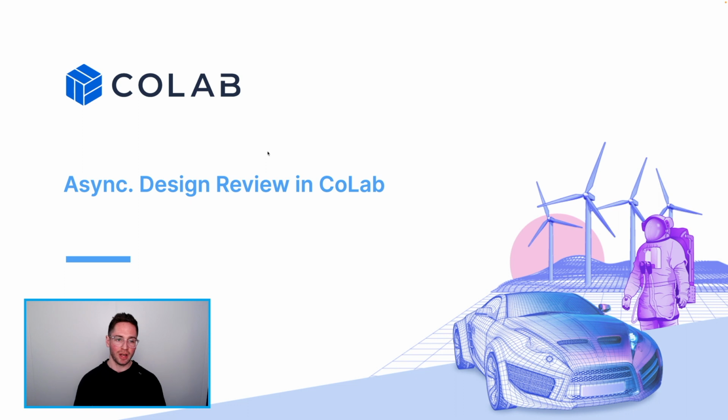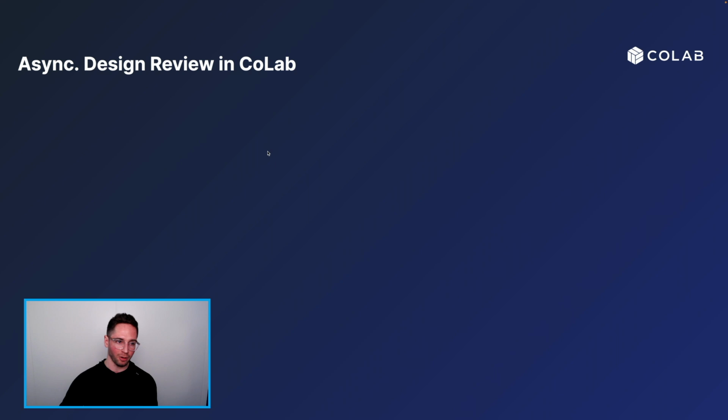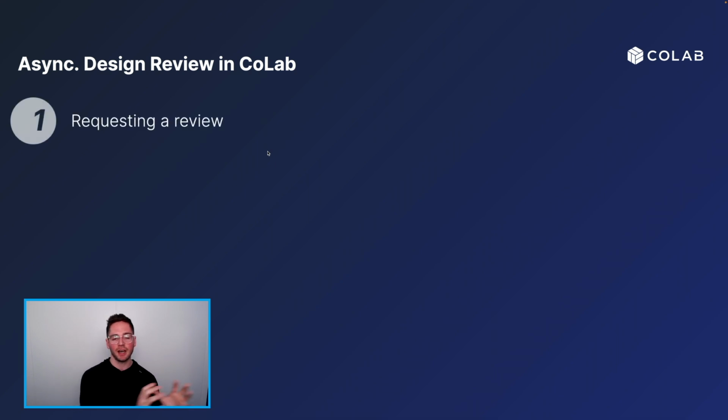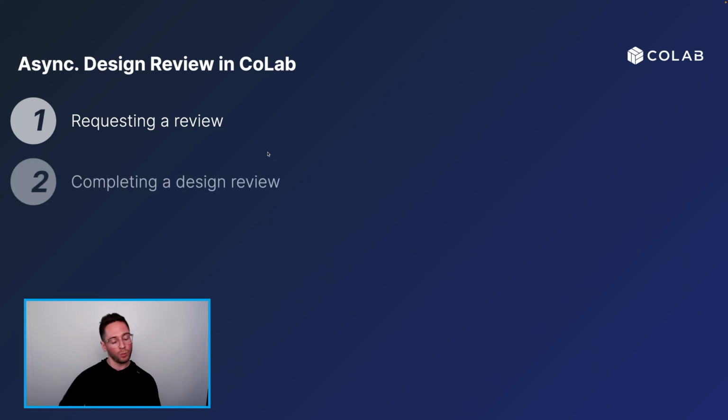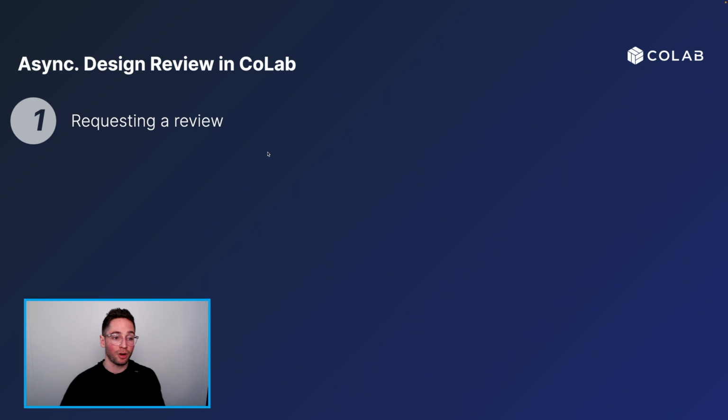So I'll show you how CoLab can help speed up that process by moving these design discussions to an asynchronous process to have them earlier. So this is going to be super straightforward. The first part is going to be, let's get a file into CoLab and kick off a review, show you how easy it is to just kick off this process. And then we will spend the bulk of our time on what it actually looks like to go through and complete a design review. So with that, let's jump into number one, requesting a review.